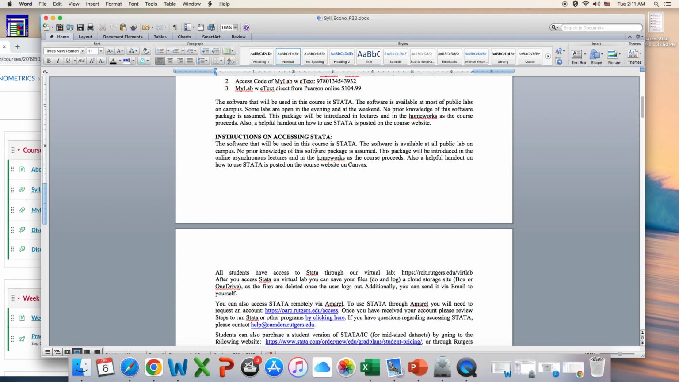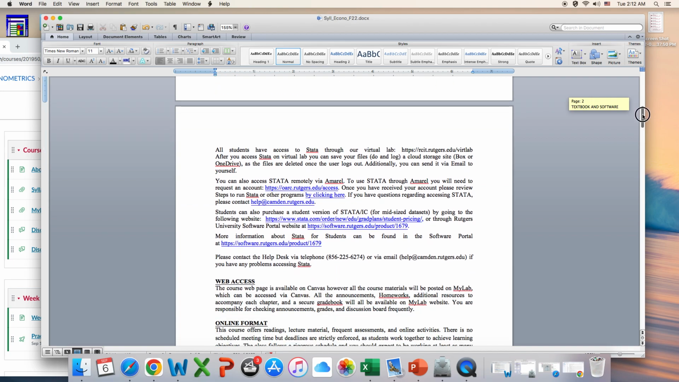In order to access Stata, you have different options. If you are on campus, you can go to any of the libraries and you can access it. If you are at home or you're not close to campus, then you can access it through Amaral. In order to do that, you can follow the instructions right here. I have some students who prefer to buy the Stata software, and this is around, I think, $48 or $50, something like that.